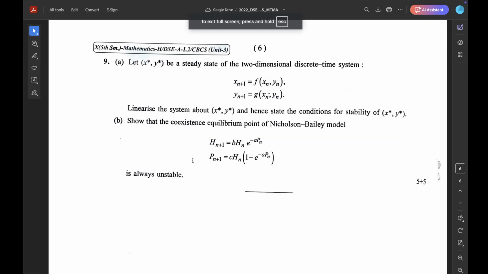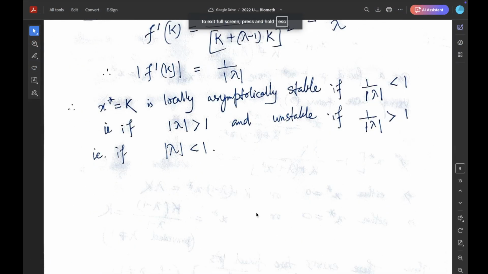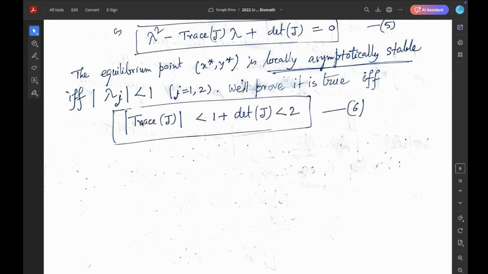So the condition of stability is that modulus of trace J is less than 1 plus determinant of J, less than 2. This is the condition for the locally asymptotically stable equilibrium point or steady state x star y star.